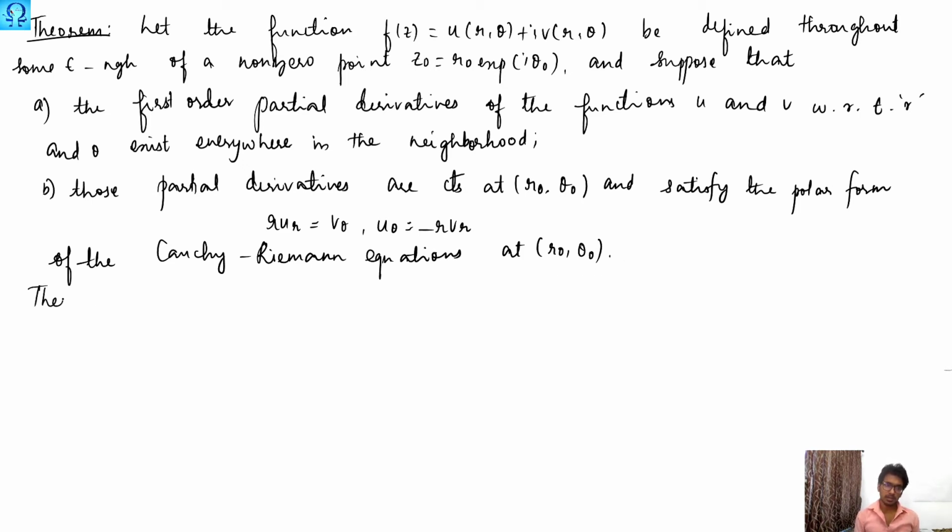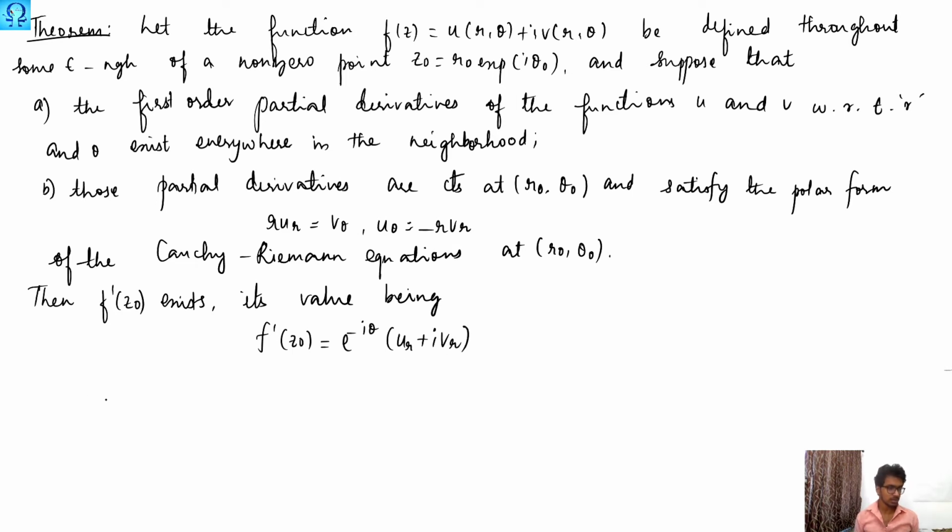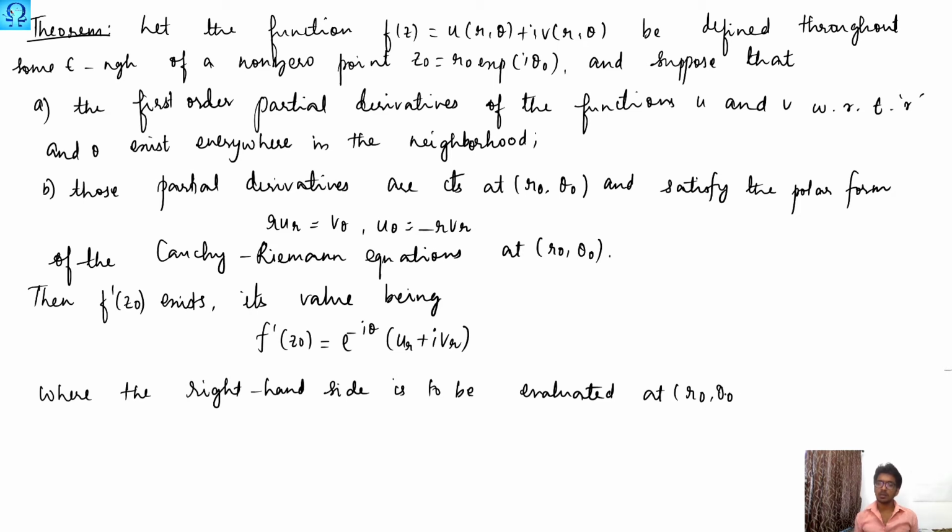Then if these suppositions are there, we shall write f prime evaluated at z naught exists, its value being f prime at z naught equals e to the power minus iota times theta times u r plus iota times v r, where the right hand side is to be evaluated at the point r naught theta naught.